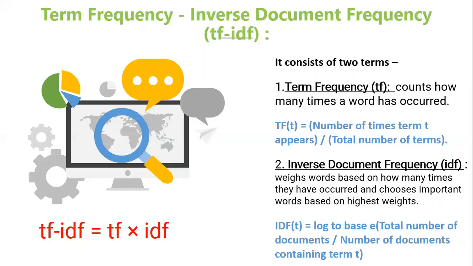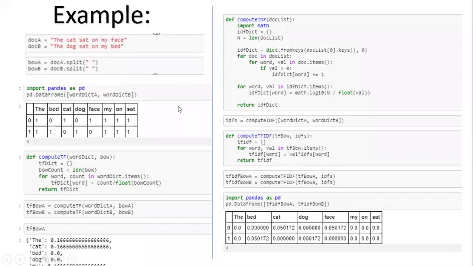Now, let's have a look at term frequency inverse document frequency. It is term frequency times inverse document frequency. Some uses of TF-IDF are building stop words, finding important words, or text clustering. Let's have a look at an example. Here, doc A and doc B consist of two sentences. The cat sat on my face and the dog sat on my bed.